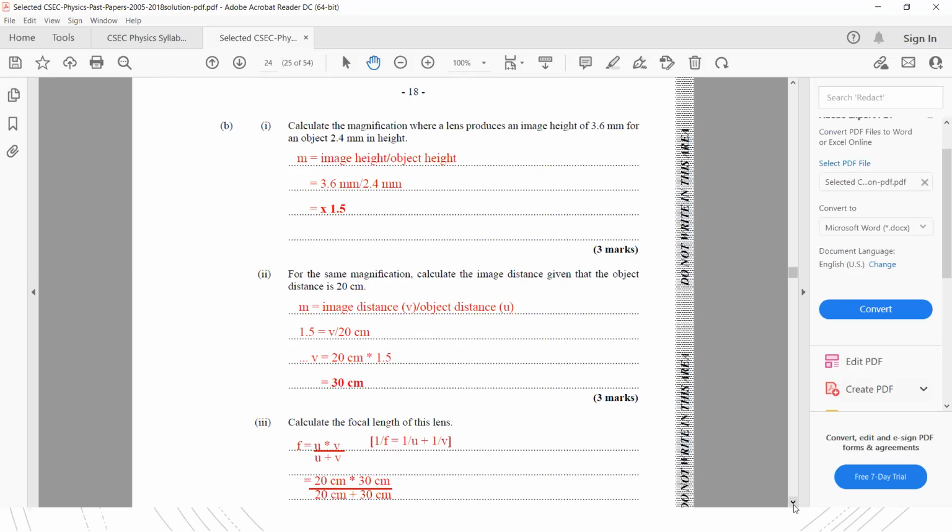Next part, calculate the magnification where a lens produces an image height of 3.6 millimeters for an object height of 2.4 millimeters. So we know that the magnification is equal to image height over object height. So that's 3.6 over 2.4, and that's 1.5.